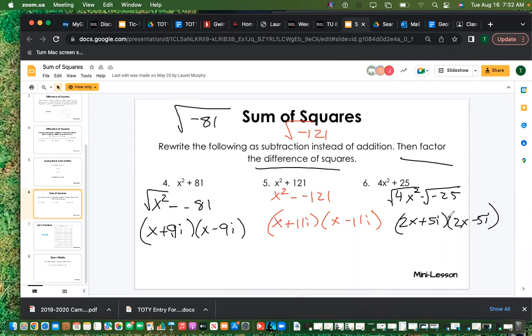Okay. Are there any questions on this? Okay, so if I did it backwards, like I put the minus sign first, then the plus, is that still good? That's fine.